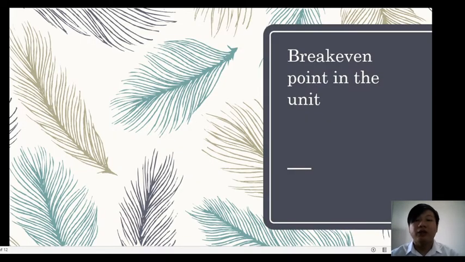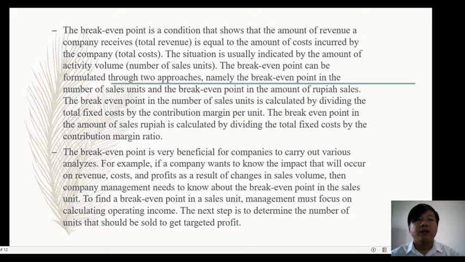Break-even point in units. The break-even point is a condition that shows that the amount of revenue a company achieves is equal to the amount of cost incurred by the company. The situation is usually indicated by the amount of activity volume. The break-even point can be formulated through two approaches, namely the break-even point in the number of sales units and the break-even point in the amount of rupiah sales.